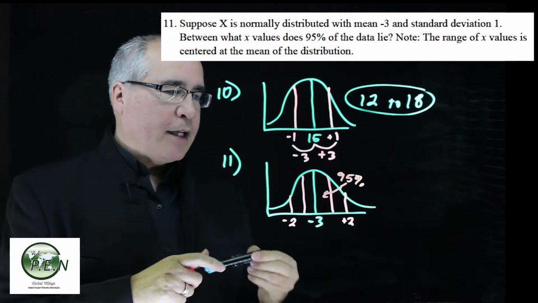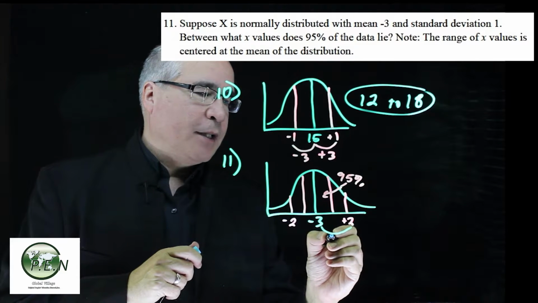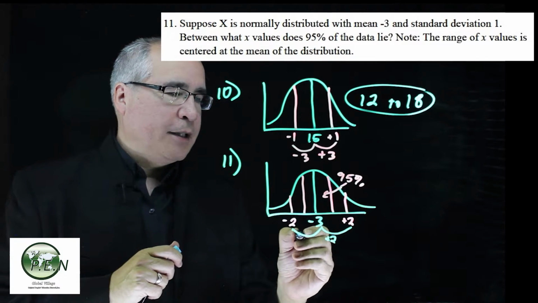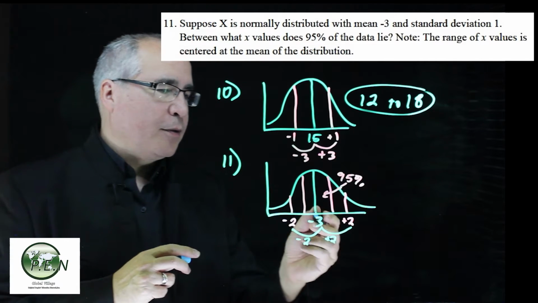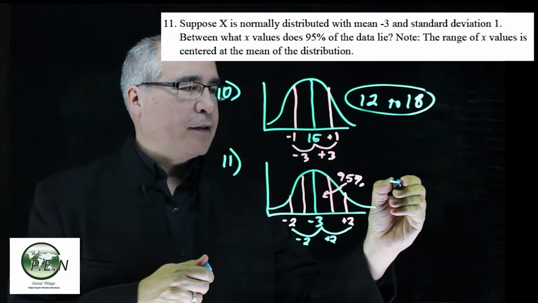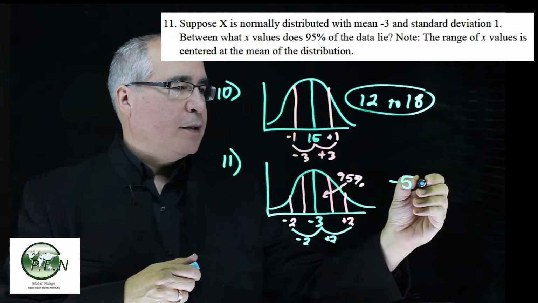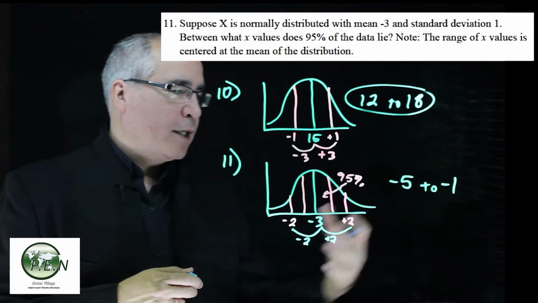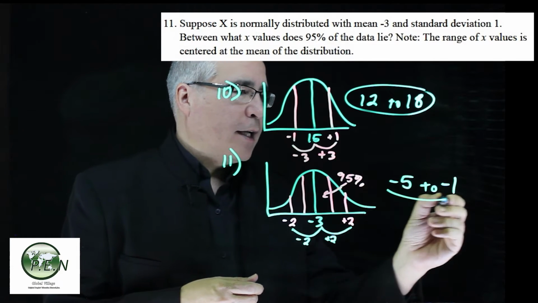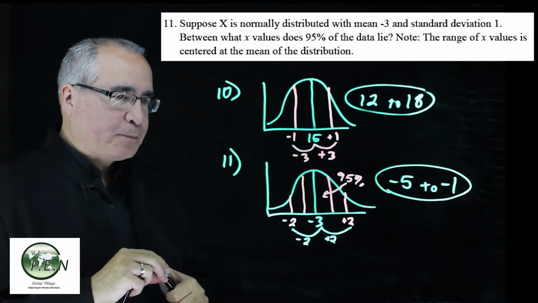So since a standard deviation is 1, we take 1 times 2 and we get 2, and we take 1 times -2 and we get -2. So we're going to subtract 2 and add 2. -3 minus 2 gives us -5 at this end, and then -3 plus 2 gives us -1 to the right side. So that's our answer. X values between -5 and -1 contain 95% of the data.